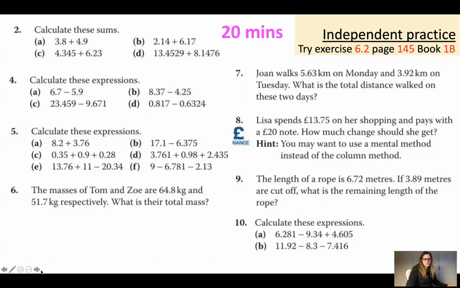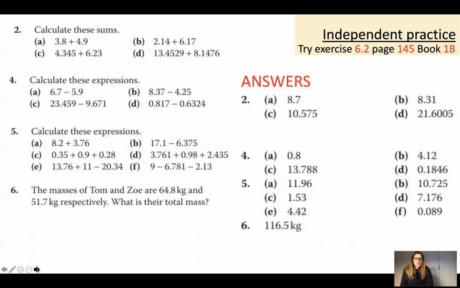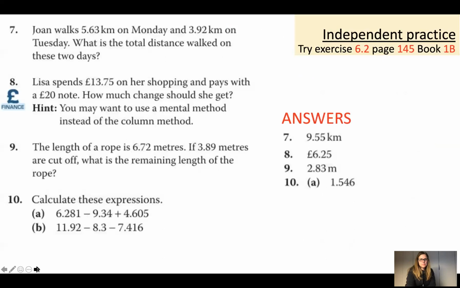Let's look at the answers. Okay, I'm just going to leave them there for you to mark your own. So please, if you need more time, pause it, go through with your green pen, mark and make corrections as necessary. And there are the answers for questions 7 through to 10. Oh, you're missing 10B. Apologies for that.